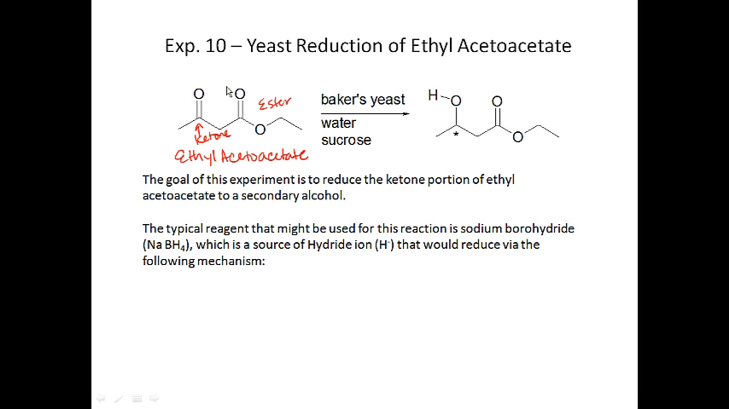And we're going to reduce the ketone functional group to an alcohol using the enzymes in baker's yeast, and as a side reaction of fermentation, where the baker's yeast will react with sucrose to make ethanol. That's a fermentation reaction. There are other enzymes in the baker's yeast that will actually reduce the ketone down to the alcohol. And this is a reduction reaction.